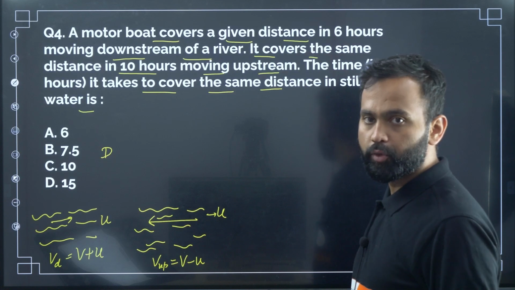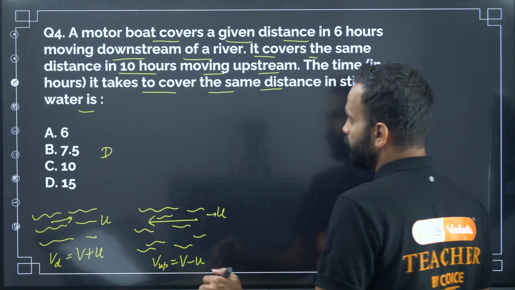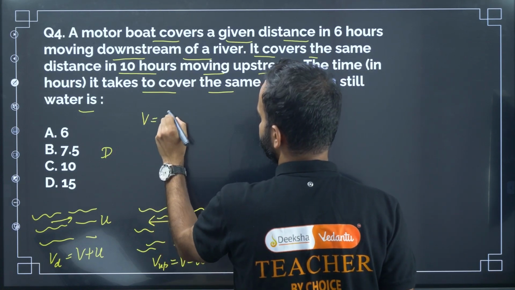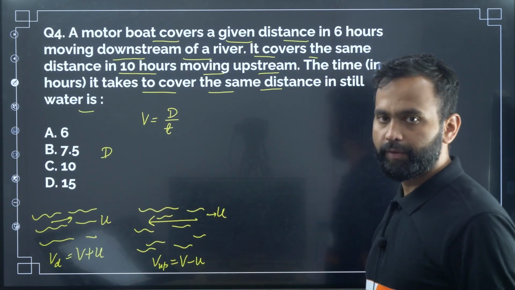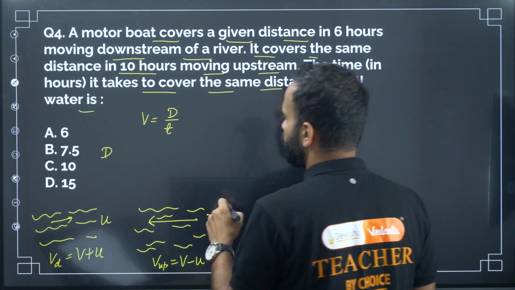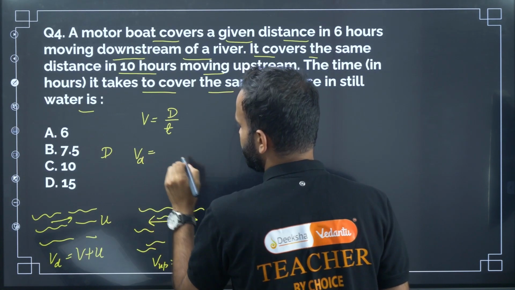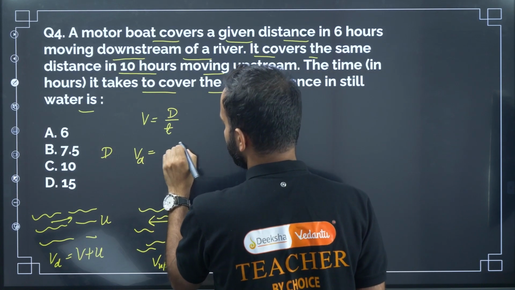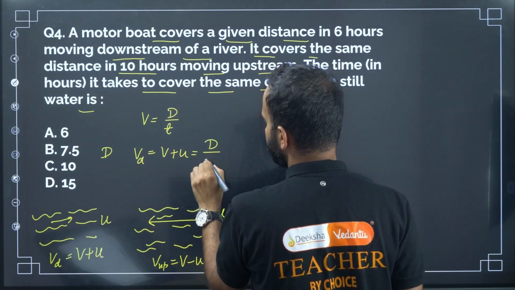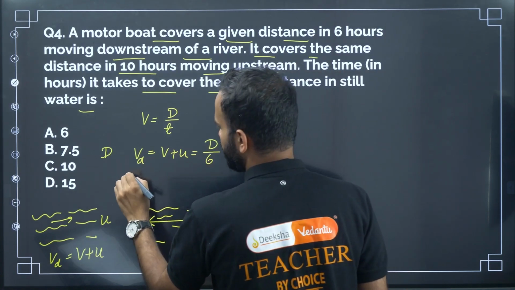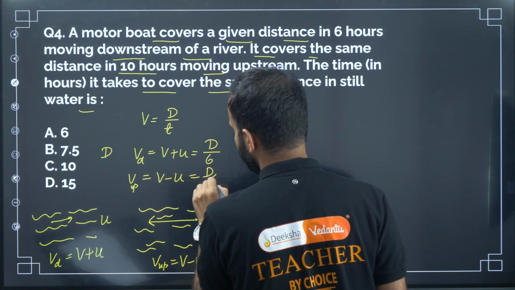We need to find the time taken by the motorboat to cover the same distance, that is D, in still water. We know that velocity equals displacement divided by time interval. So here the velocity of the motorboat in downstream Vd is D divided by 6 hours, so V plus U equals D divided by 6. Then in upstream, V minus U equals D divided by 10.